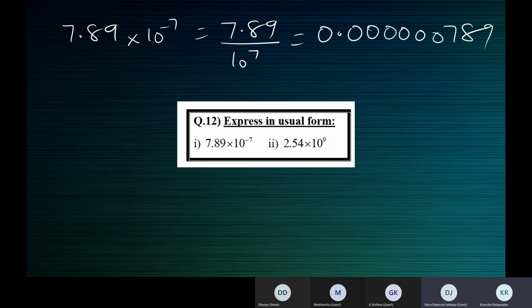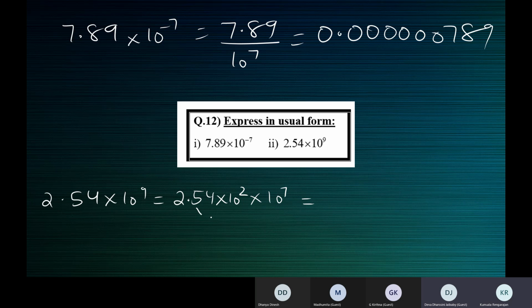But when it is 2.54 into 10 to the power 9, you're multiplying 2.54 by 1 followed by 9 zeros. You're increasing, the value will increase. Just to understand, I wrote 2.54 into 10 square into 10 to the power 7. 2 plus 7 is 9. When you multiply these two, you'll get 254 into 10 to the power 7. So you should write 254 and 7 zeros after that. See, the value is increased.